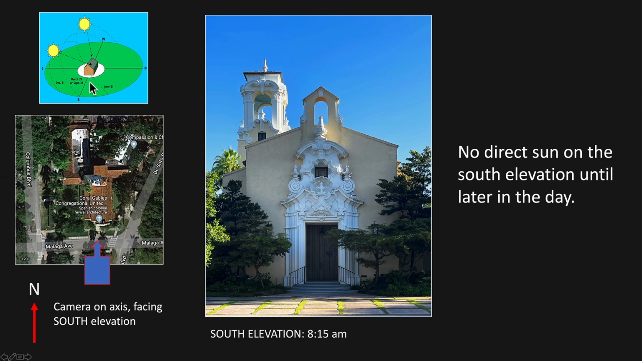So here's our little map again. Here's north. I'm standing here and I'm looking at the south elevation of this church at 8:15 in the morning, and there's no direct sun on the south elevation, and that photograph doesn't look very good.